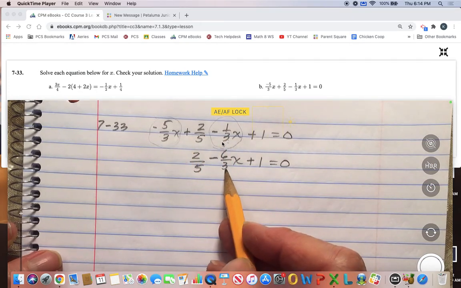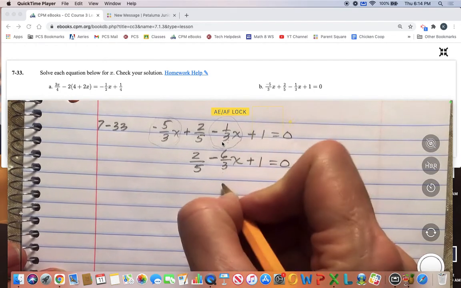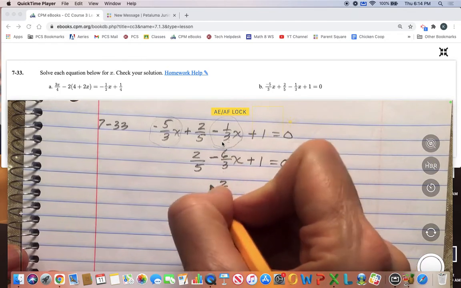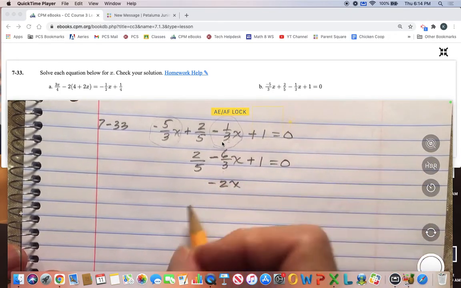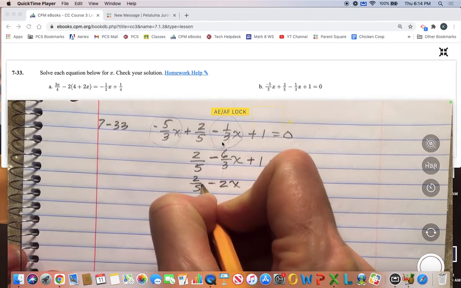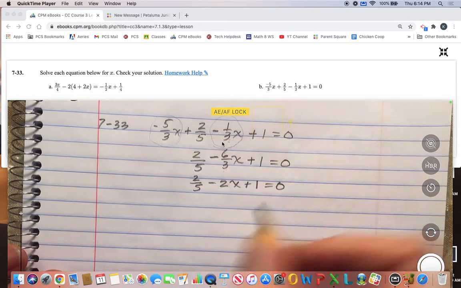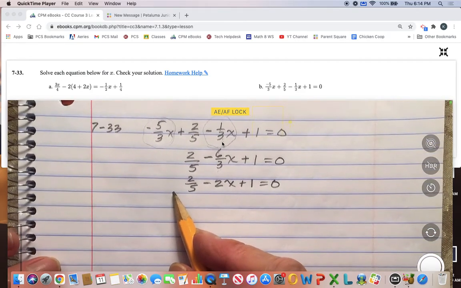So I've simplified by combining these two. And I've also noticed now that I've got 6/3 that I can divide. So really, this is 6 divided by 3 is 2. So it's still negative. So that's 2x. And then I've still got this positive 2/5 out there, plus 1 equals 0.